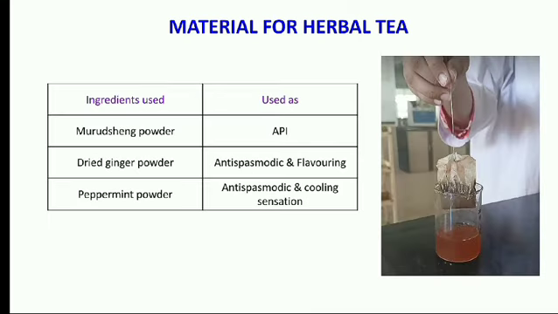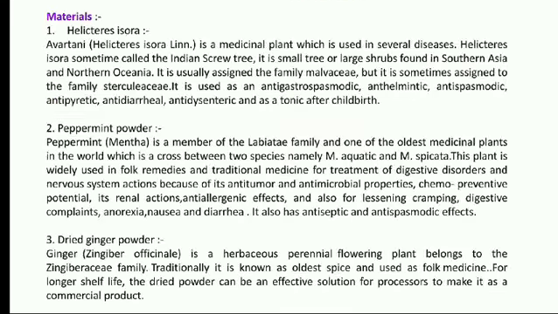Materials used for herbal tea are mururshing as a main API, dried ginger powder as an antispasmodic and also for flavoring. Peppermint powder is used for antispasmodic and its cooling sensation. Helicteres isora, also called avartani and Indian screw tree, is mostly used for anti-gastrospasmodic effect, anthelmintic, antispasmodic, antidiarrheal and used as a tonic after childbirth.